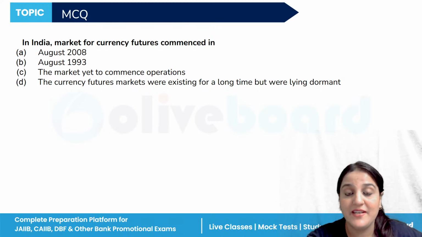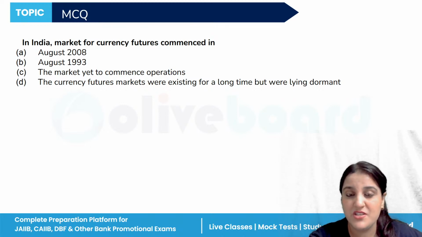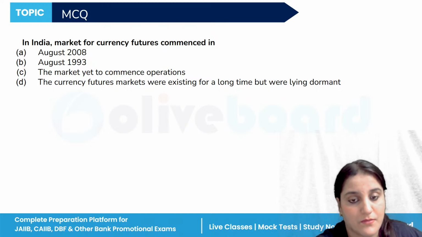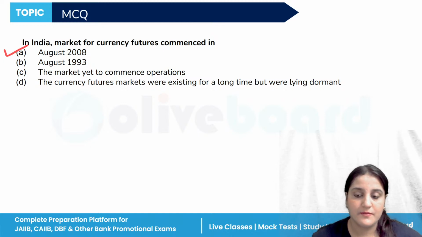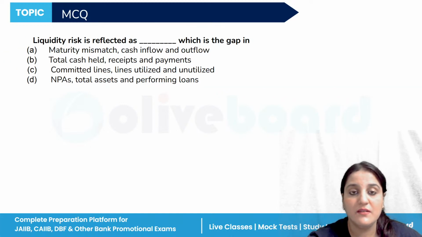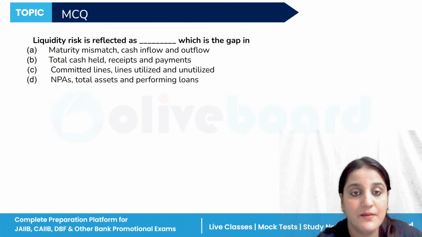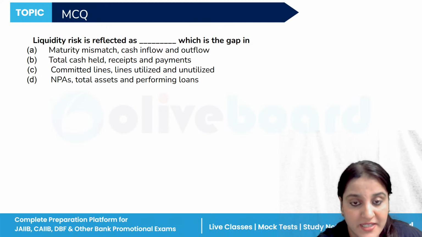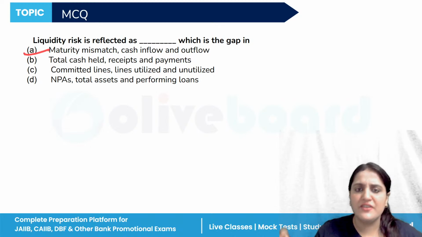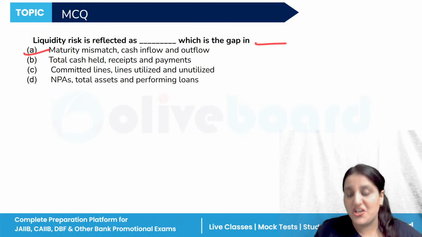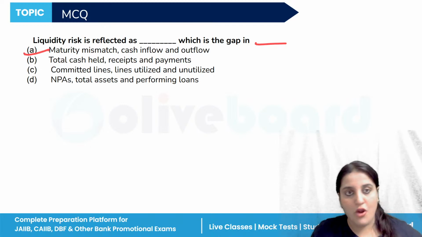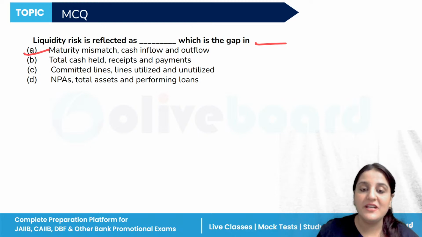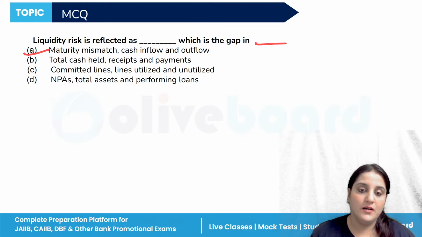And in India, the market for currency futures commenced in August 2008. Liquidity risk is reflected as the maturity mismatch, because we know that in liquidity risk there is a gap in the cash inflow and outflow. Basically, liquidity risk is the risk when a bank or entity is not able to meet its financial obligations as due without incurring significant losses.